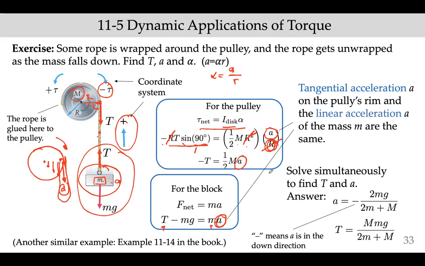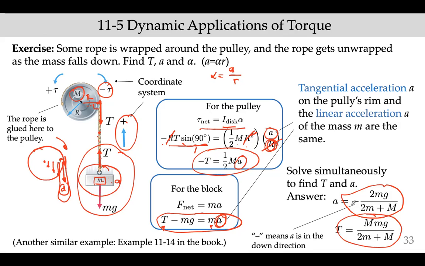Okay, what do we do in the next step? We basically solve simultaneously which equations? That's equation 1 and equation 2. So there are two unknowns, which are A and tension. We have two equations, so we can solve them simultaneously. And the answer for the acceleration is this term here, and for the tension, it's this thing.